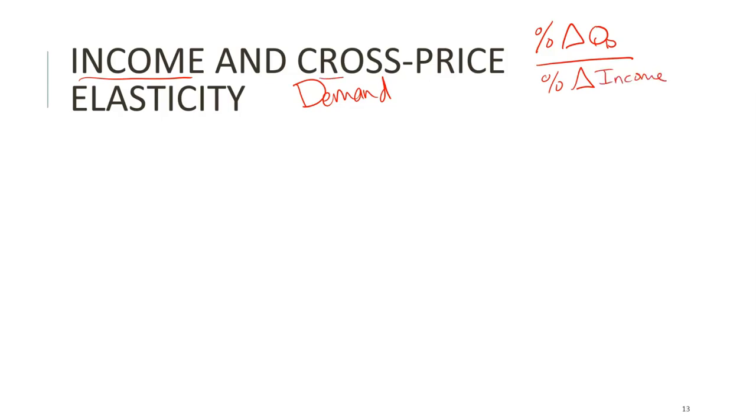We also have income and cross-price elasticity. Both of these are related to demand. These impact the demand function. So we're still going to have percentage change in quantity demanded on the top. But on the bottom, if we're talking about income elasticity, we're going to have the percentage change in income. And if we're talking about cross-price elasticity, we're going to have the percentage change of price of a related good. So let's look at how this works.